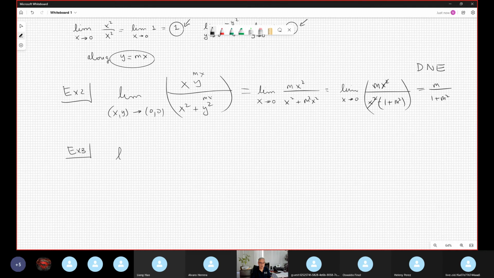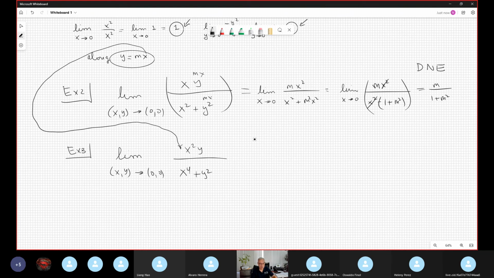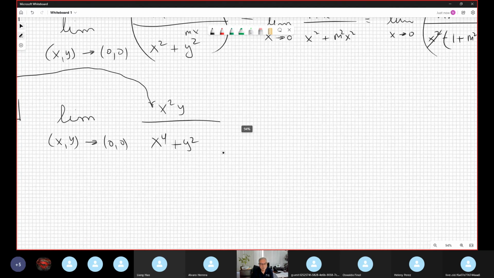Example 3. Suppose the limit as (x, y) approaches (0, 0) again, but it's different. This is x squared y divided by x to the 4th power plus y to the 2nd power. Okay, let's apply the same idea. I like this idea, but I want to illustrate in this example that this idea does not always work. Let's do it. Now I convert to a single variable problem. It is the limit when x approaches 0 of x squared times mx divided by x to the 4th power plus m squared x squared.